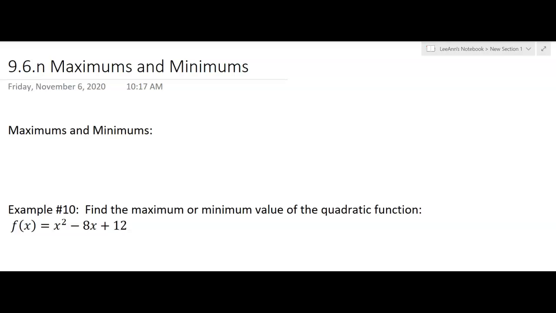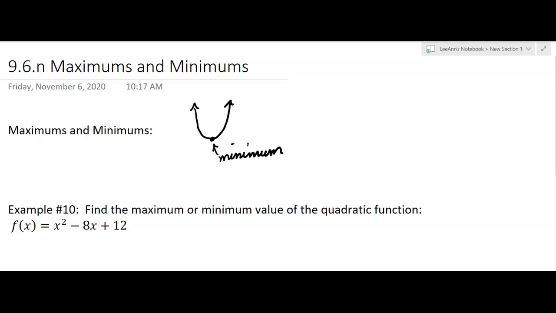So now we're going to talk about maximums and minimums. When we have a quadratic function, it graphs to be a parabola. It might graph to be a parabola something like this. And then right down here would be the vertex. That would be the minimum value. So we're saying it's the lowest point on the graph, okay?